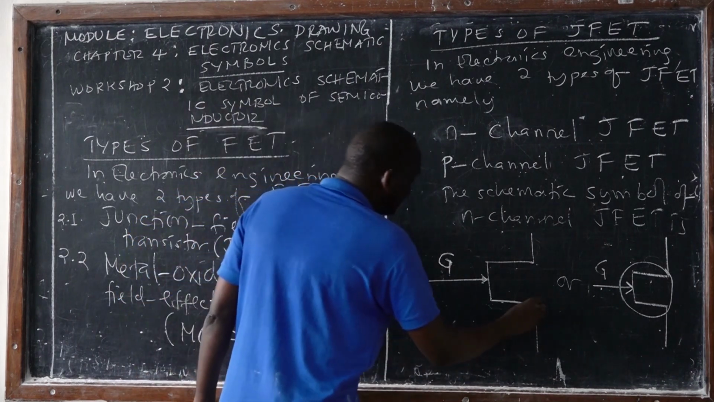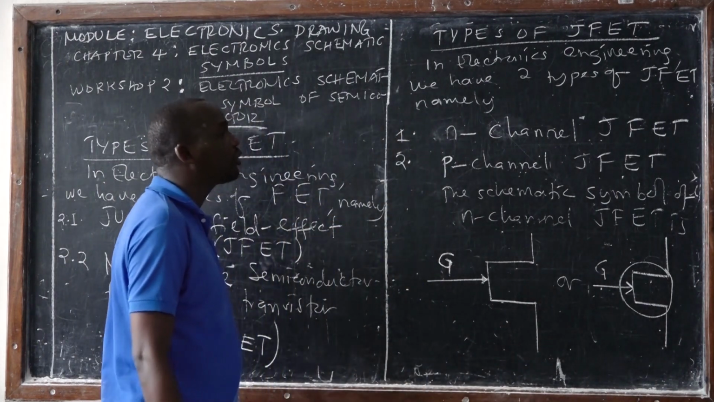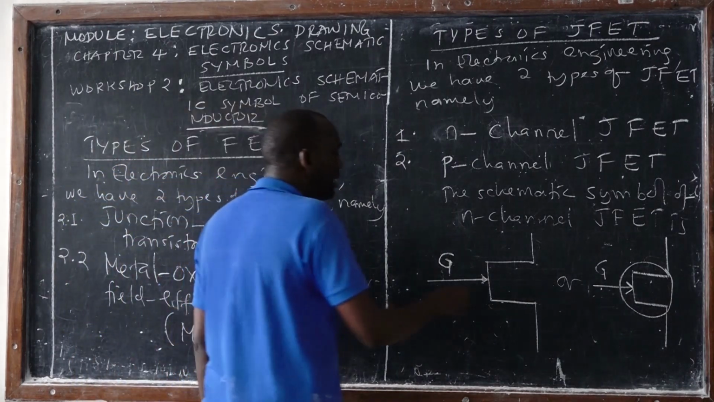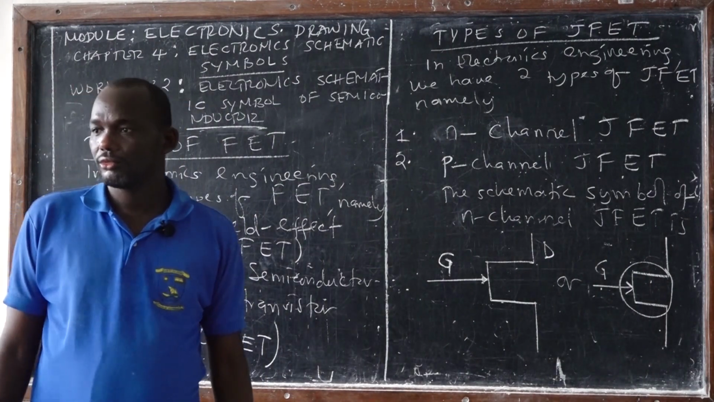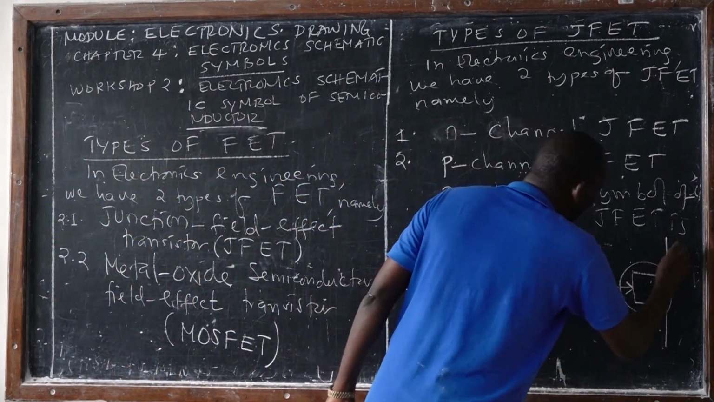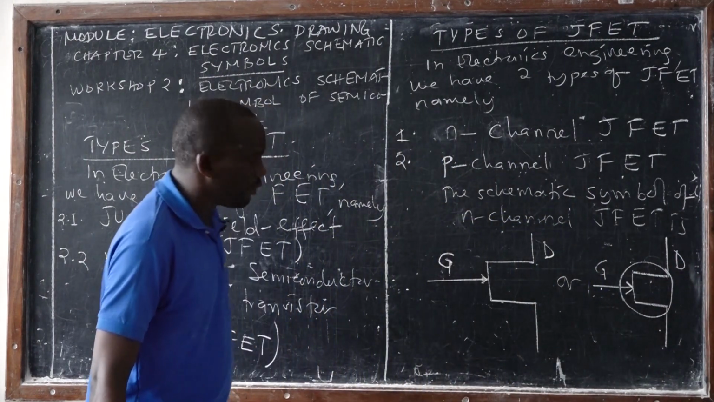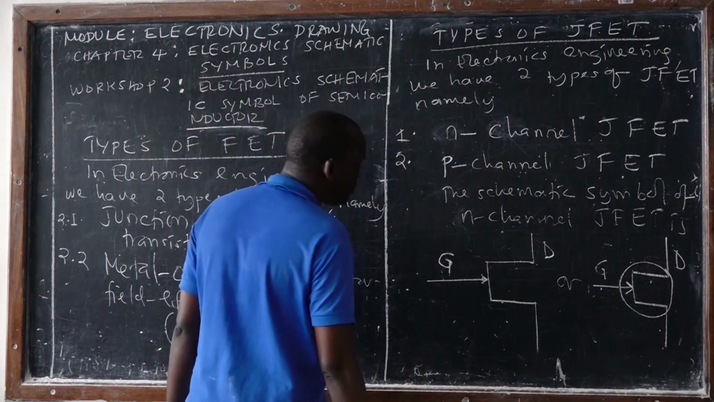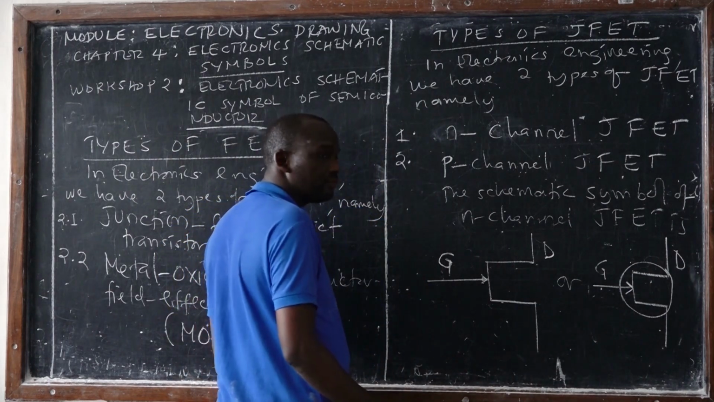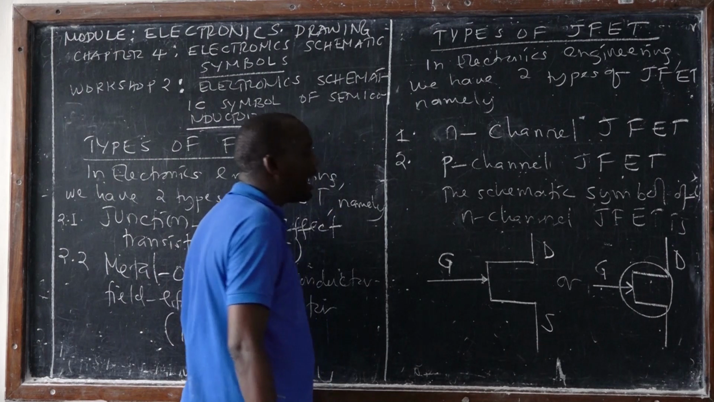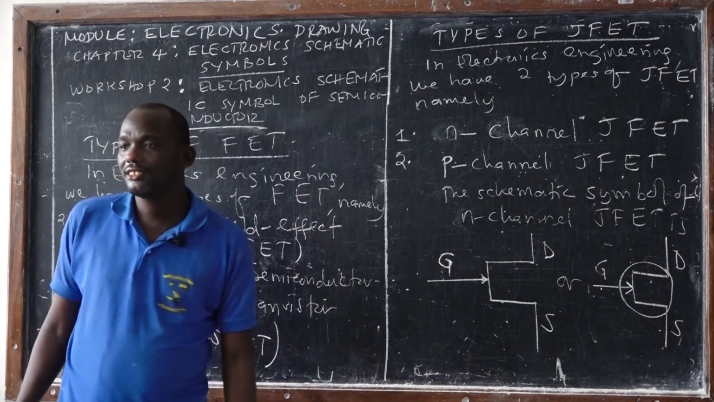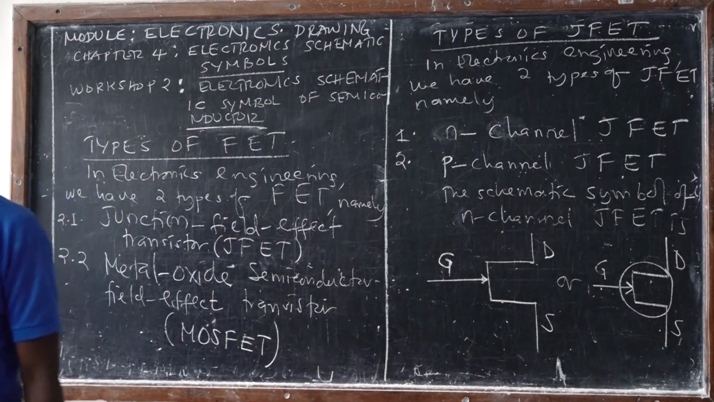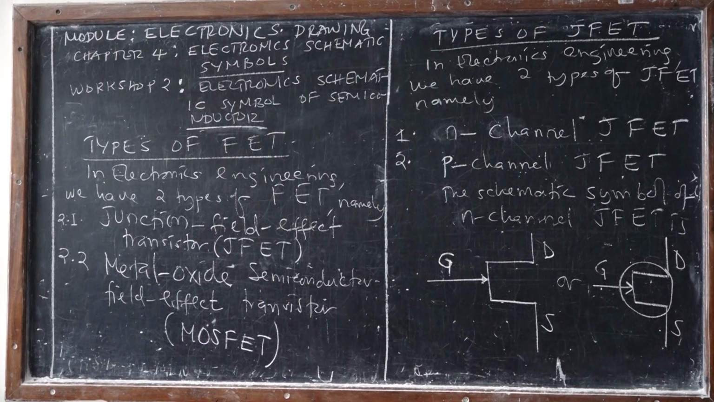Then again, in the bipolar junction transistor, we have a terminal we call the collector. For the junction field effect transistor, we call it the drain. So this is the drain terminal and this is the drain terminal. For the bipolar junction transistor, whether NPN or PNP, we had a terminal that we call the emitter. In the case of the junction field transistor, we have a terminal we call the source. Say gate. Drain. Source.